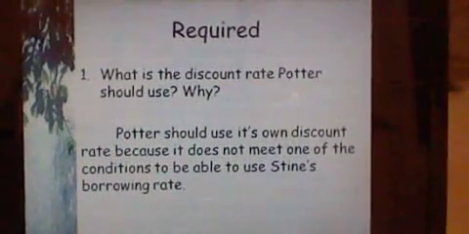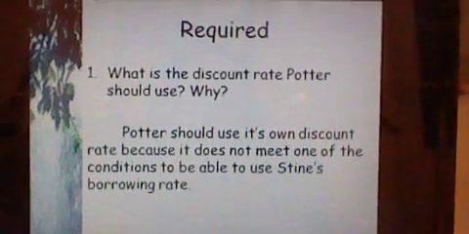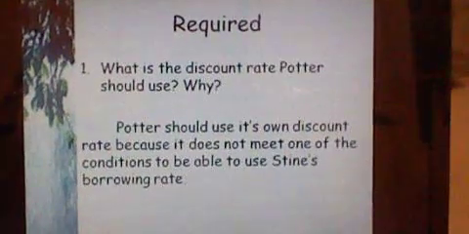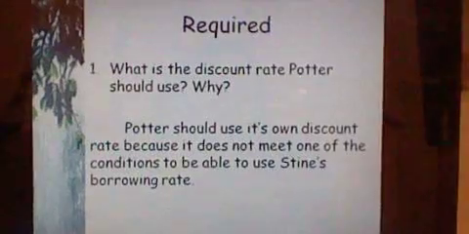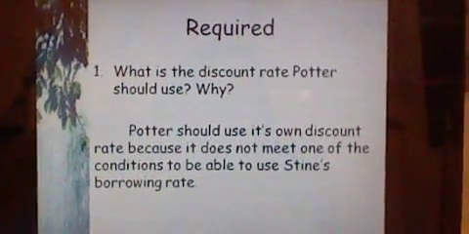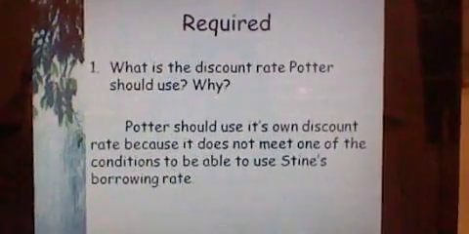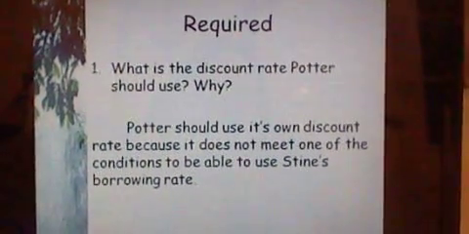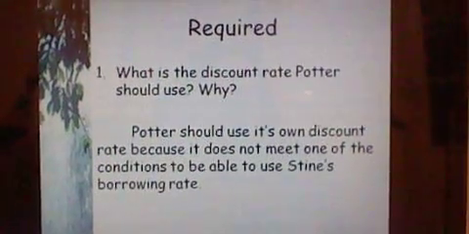Now we come to the required parts. Question 1 asks, what is the discount rate Potter should use and why? To answer that, Potter should use its own discount rate of 11% because the lessee uses the lessor's rate if the lessee knows the rate and the lessor's rate is lower than the lessee's borrowing rate. Since the lessee, Potter, does not know the lessor's, Stein's, rate, we cannot use Stein's 10%, so therefore we have to use Potter's 11%.